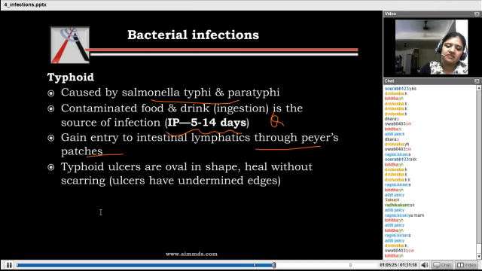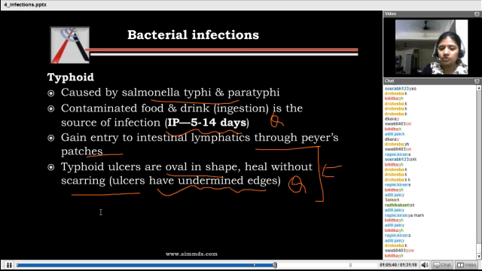Now when these typhoid, it can cause ulcers in the stomach. What is the shape of them? They are oval in shape and they do not leave scars after healing, and the ulcers will have undermined edges. Now this is important. Now this is new, so that's important. Alright? All of you still with me, able to follow me?